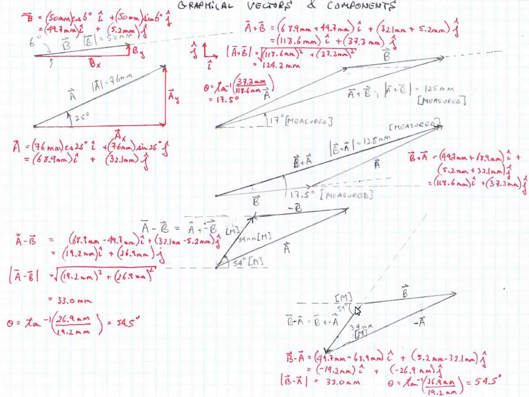The theta now I'm measuring from the negative x direction, and it's 54.5. It's going to be the same angle here, except it's downward with respect to the x-axis, negative x direction, instead of being upward with respect to the positive x direction. And so these two vectors geometrically are negatives of one another.